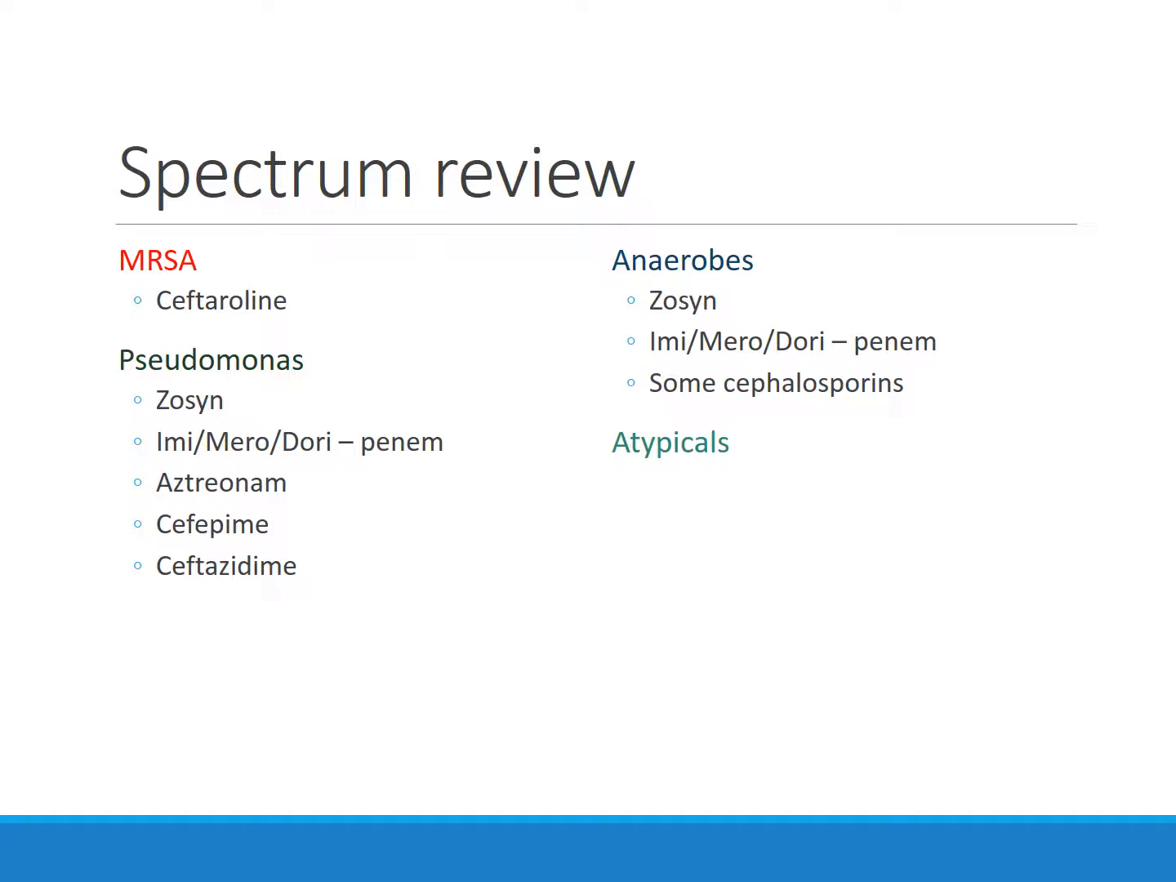And anaerobic coverage, we talked about some anaerobic coverage as well. I put some cephalosporins up there. Remember, cefoxitin has anaerobic coverage, and some other cephalosporins have a little bit here or there, but mostly we're just thinking about cefoxitin. Atypical pathogens, we haven't talked about anything atypical yet. Atypical pathogens would be Legionella, Mycoplasma, and Chlamydia pneumoniae, and we haven't had any drugs that cover those yet. So moving on to our next group of drugs.